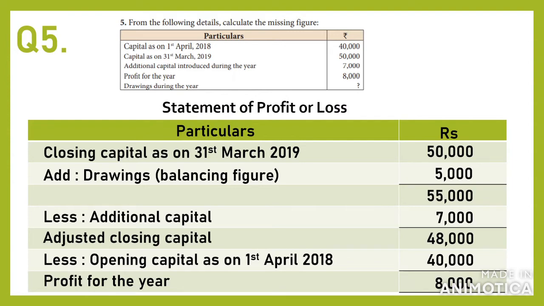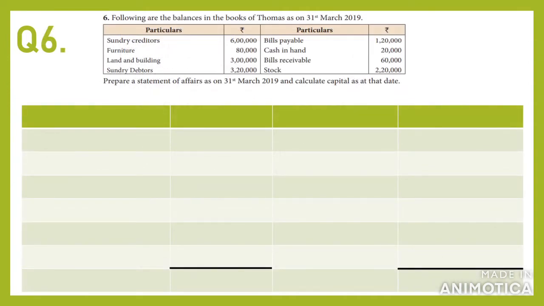Let me move on to the sixth problem. Fine. Following are the balances in the books of Thomas. As on 31st March, we have sundry creditors, furniture, land and building, debtors, bills payable, cash in hand, bills receivable, and stock. So what you have been asked to do is prepare a statement of affairs and compute the capital as at that date. Fine. So let us start preparing a statement of affairs. This is going to be as of 31st March.